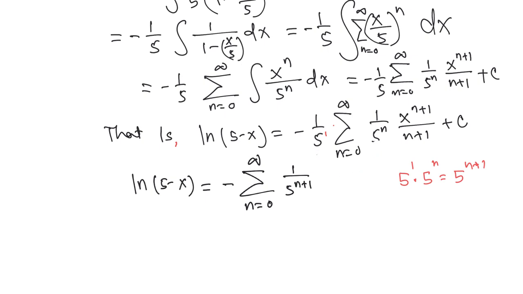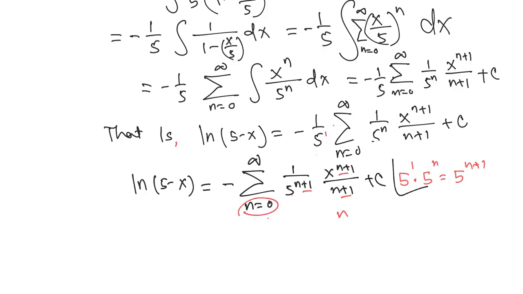x raised to n plus 1 over n plus 1 plus c. So many n plus 1s. If you look closely, n plus 1, n plus 1, n plus 1, and n starts from 0. So the very first term, when n equals 0, will be 5 raised to 1, x raised to 0 plus 1, which is 1. So we can just write n there, subtracting 1 from each n plus 1.